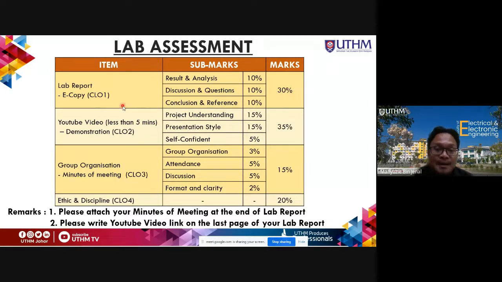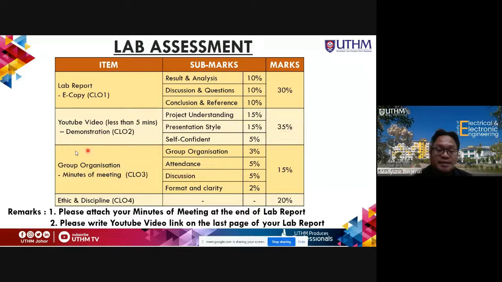Okay. And then the next item to be assessed is the demonstration, CLO number 2. So this is the YouTube video, which is less than 5 minutes. So make sure your video is less than 10 minutes. From there, we will assess your project understanding, which is equivalent to 15%, and presentation style. So this is the skill. This is how creative you are in presenting or making the demonstration of the activities. That gives 15%. And then how confident you are, the self-confidence, while doing all the narration, for example, or doing the demonstration in the video. So this is equivalent to 5%. And altogether the YouTube demonstration carries around 35%.